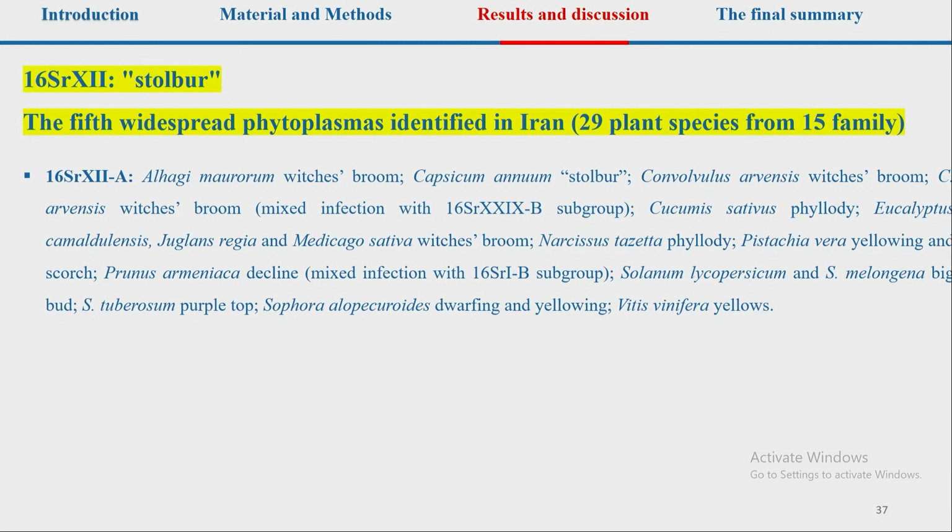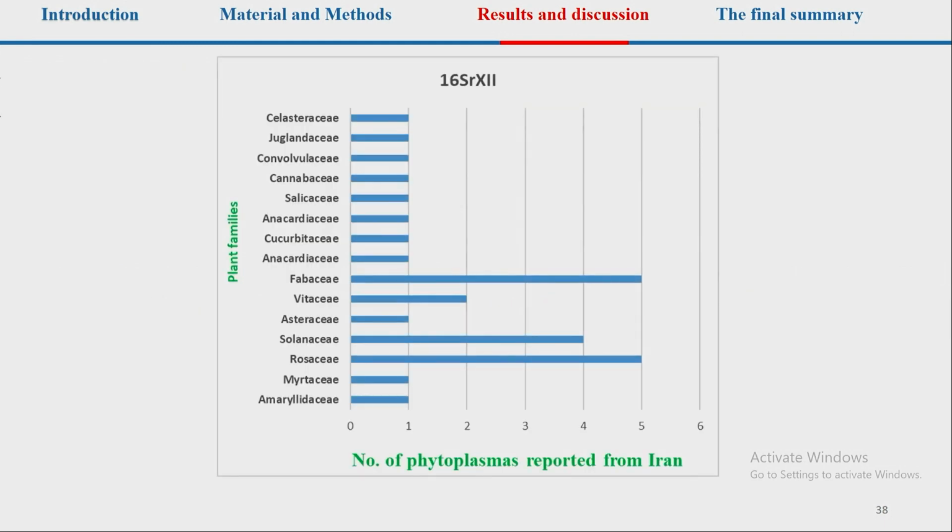Stolbur group, the fifth widespread phytoplasma identified in Iran, subgroup A, and a number of phytoplasmas reported from this group. Fabaceae and Rosaceae are the most important plant families.